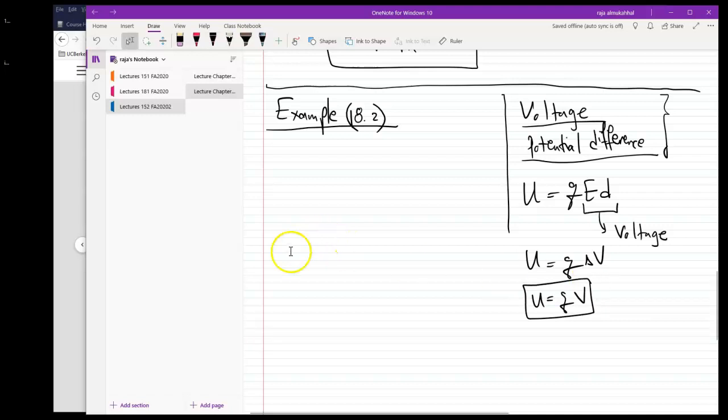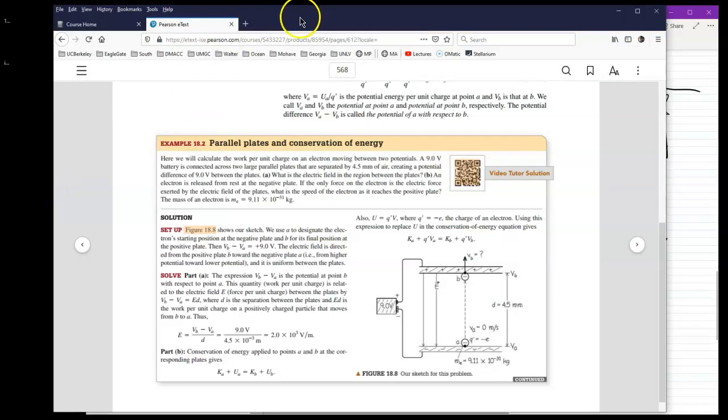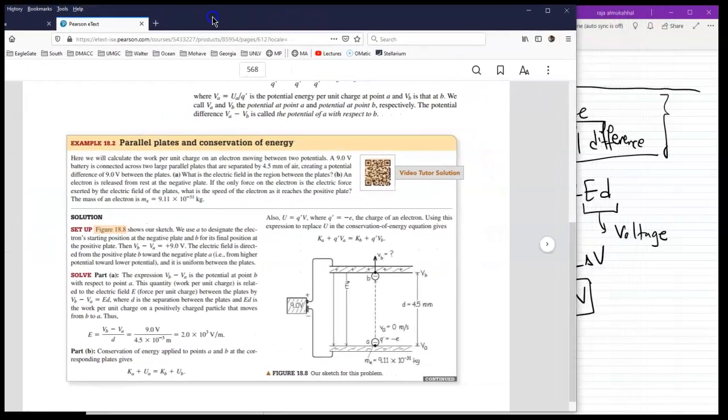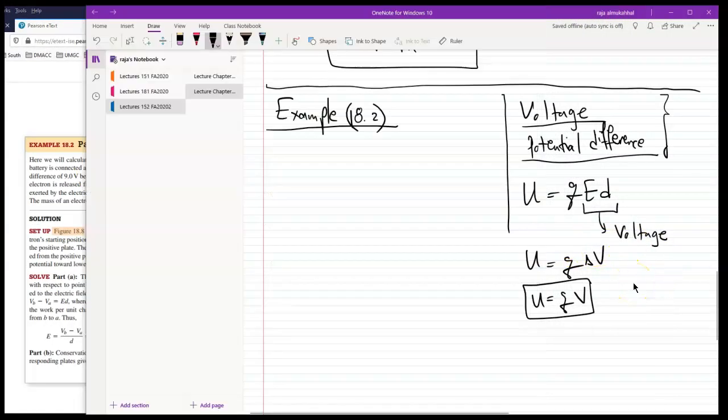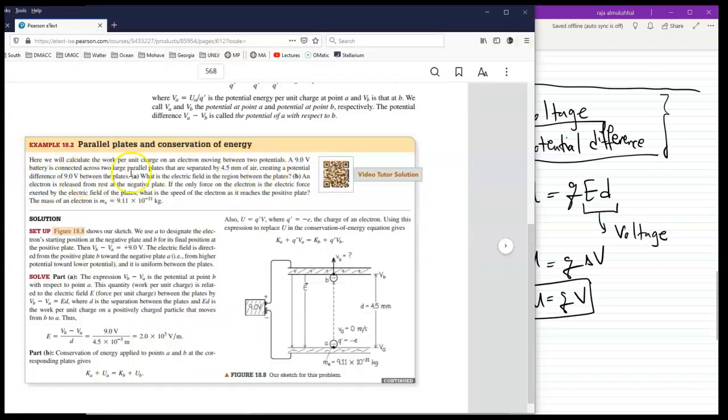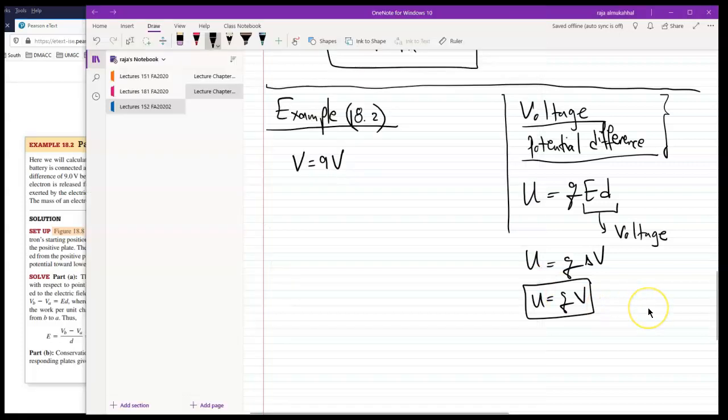So we have a 9-volt battery. The battery here has a voltage V of 9 volts. Notice that the notation of voltage and the unit has the same symbol, V. And then they are separated by 4.5, so the distance between the two plates is 4.5 millimeters. This is really, really tiny, as you can see.